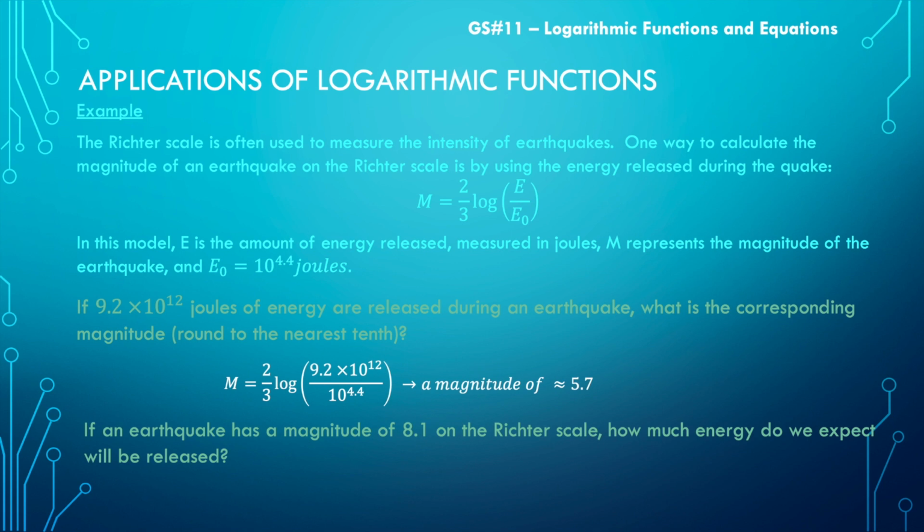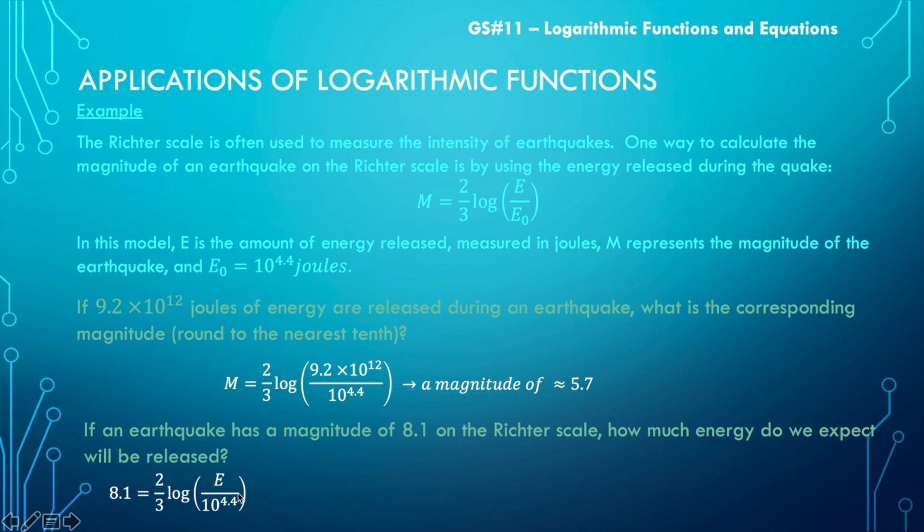Okay, or we could have something along these lines. If an earthquake has a magnitude of 8.1 on the Richter scale, how much energy do we expect will be released? And in this case, we would substitute that 8.1 in, since it's the magnitude, for M. We know what E naught is. We know that that's 10 raised to the 4.4, and we'll be solving for E. So this is kind of the situation we have.